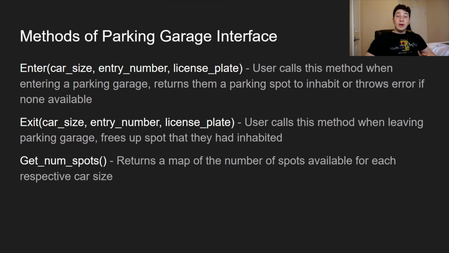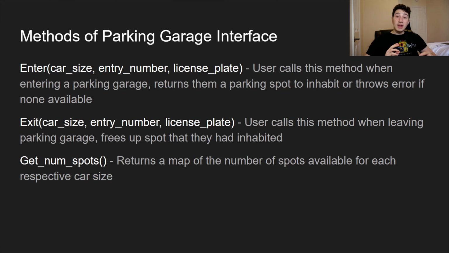Similarly, we also have this concept of exiting, and that's when a car is leaving the parking garage. It's going to give back its ticket, which has basically its license plate number and also its car size and entry number, and then we can go ahead and vacate that spot again and say this is now open for future cars to take. The last piece of this puzzle is actually getting the number of spots.